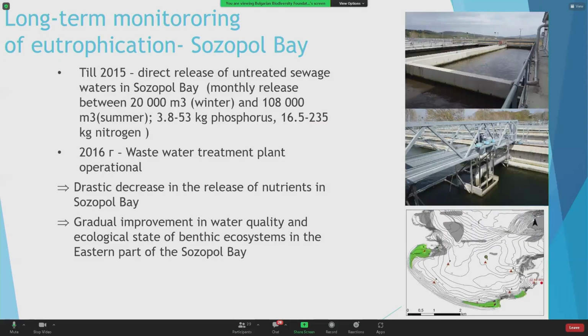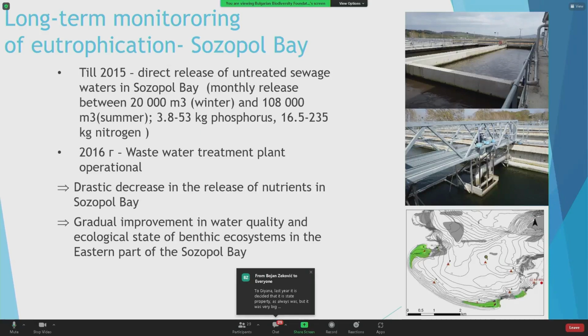A very brief case of what's happening in the Sozopol Bay. Before 2015, all the wastewaters of the city of Burgas and the whole municipality were dumped in the bay without any water treatment. This was releasing a lot of nutrients. You see the numbers here, they don't tell you much, but this was a major pollution source which really changed the ecosystem in the area.